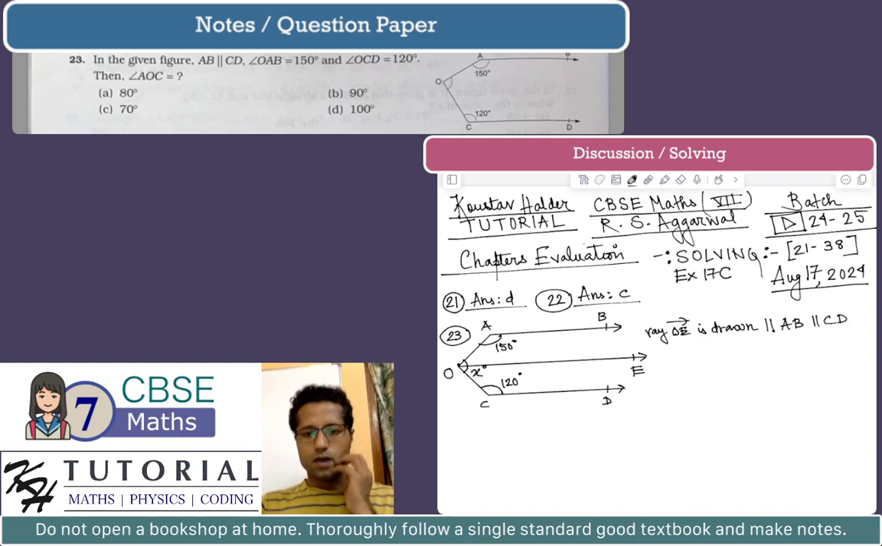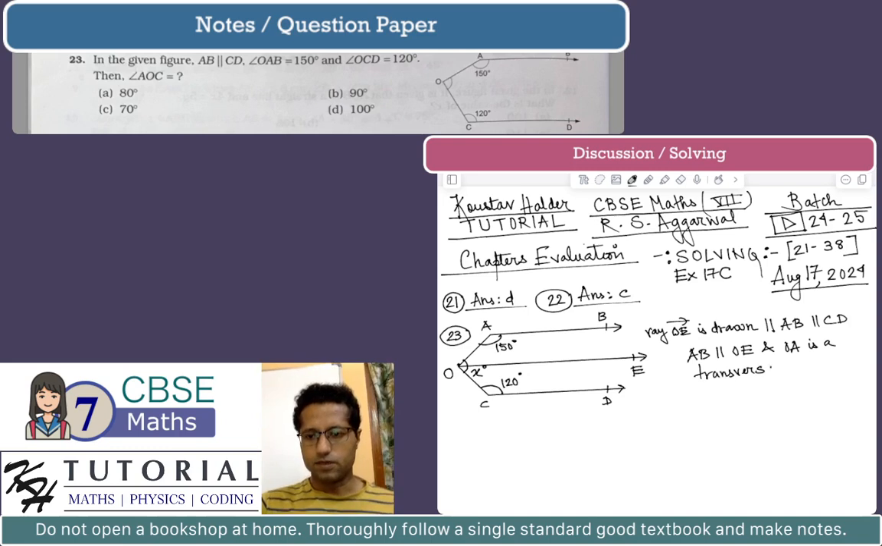Okay, now we see that AB is parallel to OE, and this problem is based on the concept of parallel lines. AB and OE are parallel, and OA is a transversal. OA is a transversal intersecting these two parallel lines AB and OE at two distinct points A and O.